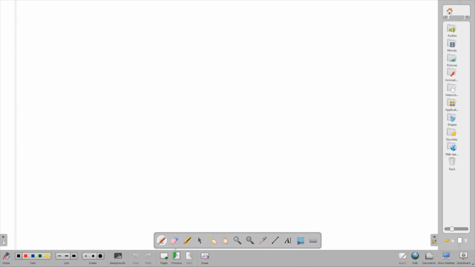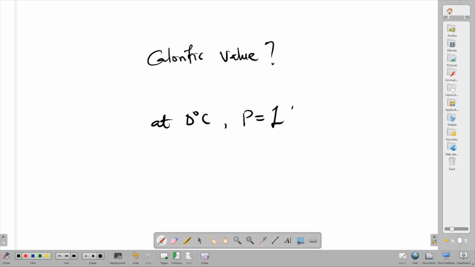What is calorific value? Calorific value of fuel is the quantity of heat produced by its combustion at constant pressure and standard conditions, that is at 0 degrees Celsius and a pressure of 1 bar.